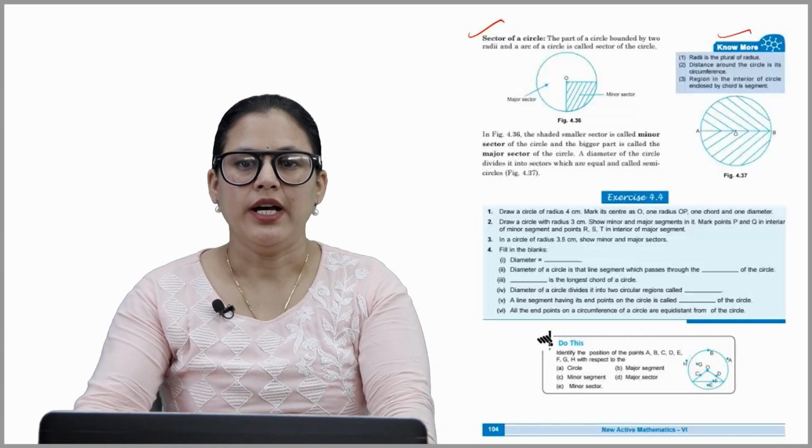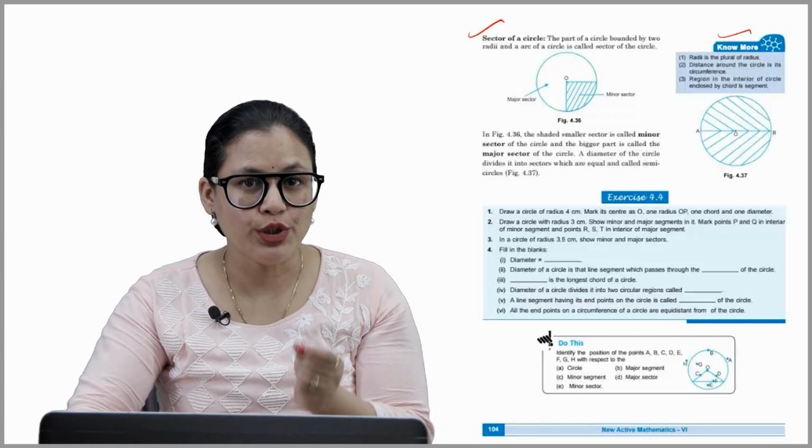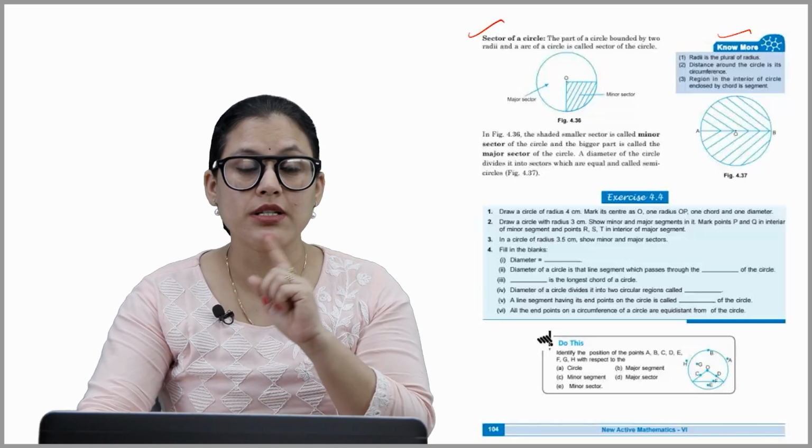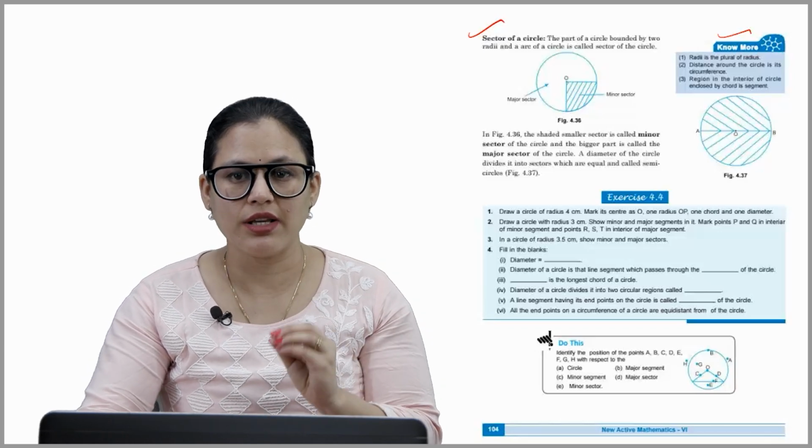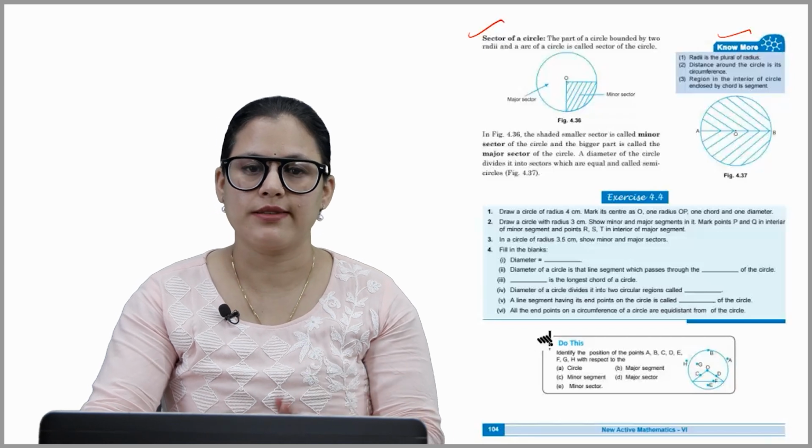Number 1, radii is the plural of radius. Number 2, the distance around the circle is its circumference. And number 3, the region in the interior of a circle enclosed by a chord is a segment.